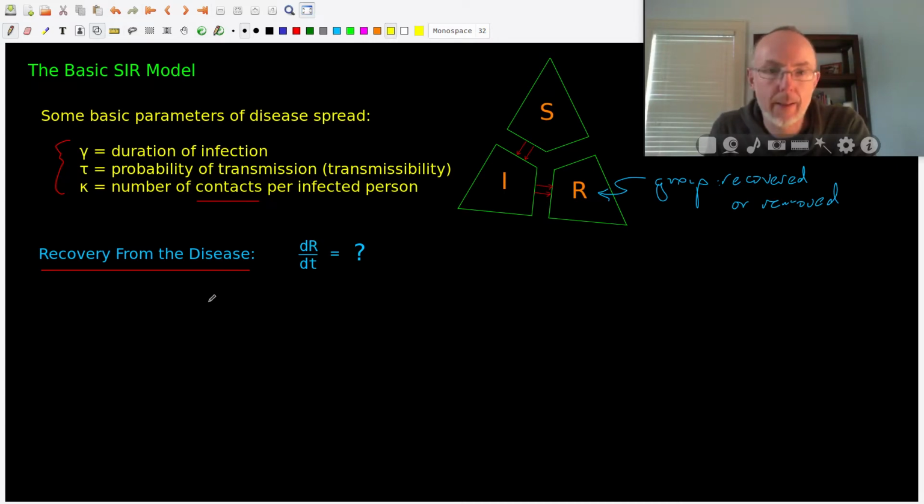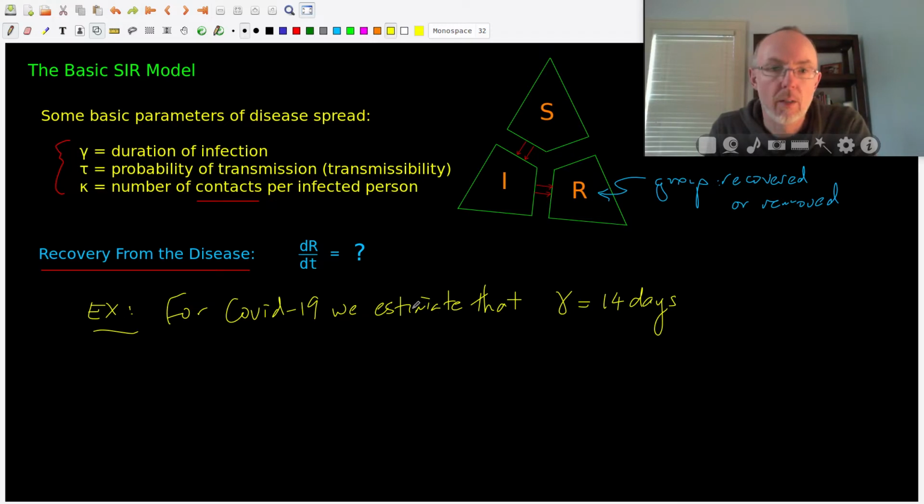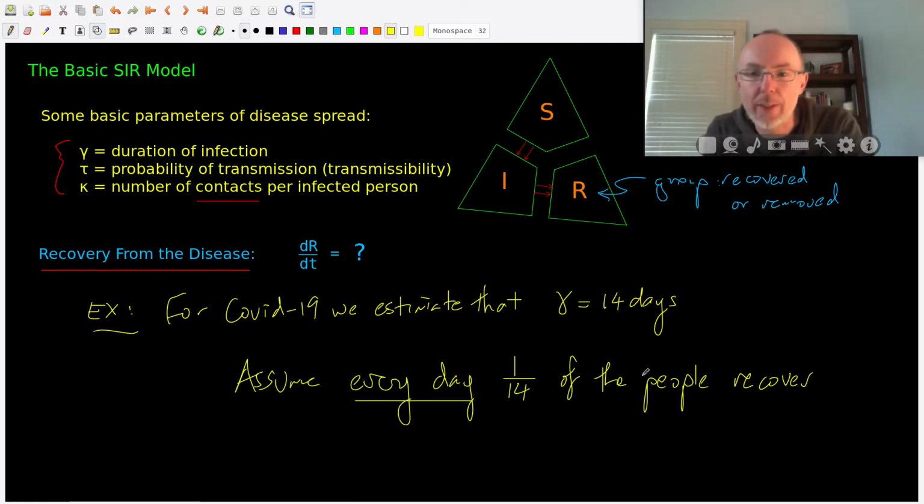Let's go back and think about COVID-19. For COVID-19, we estimate that this recovery time, this gamma that I defined, was about 14 days, right? So let's make a simple assumption here. If you've got a group of sick people and they're all going to be better in 14 days, that's the average. I'm not being fancy here. I'm just saying the average is 14 days. Some people are going to take 30, some people are going to take 5, but the average is 14 days. Then we're going to assume that every day 1/14 of the people recover. So over 14 days, every person has recovered.